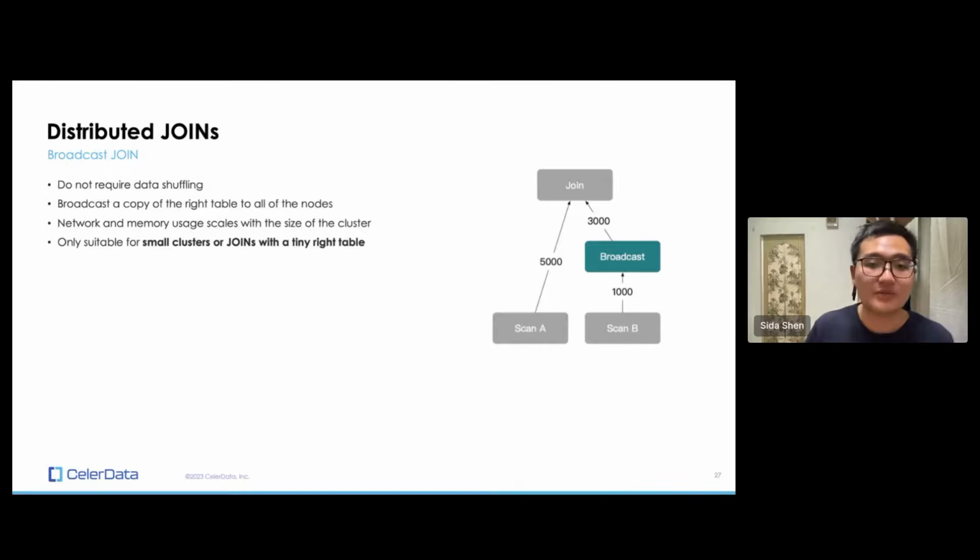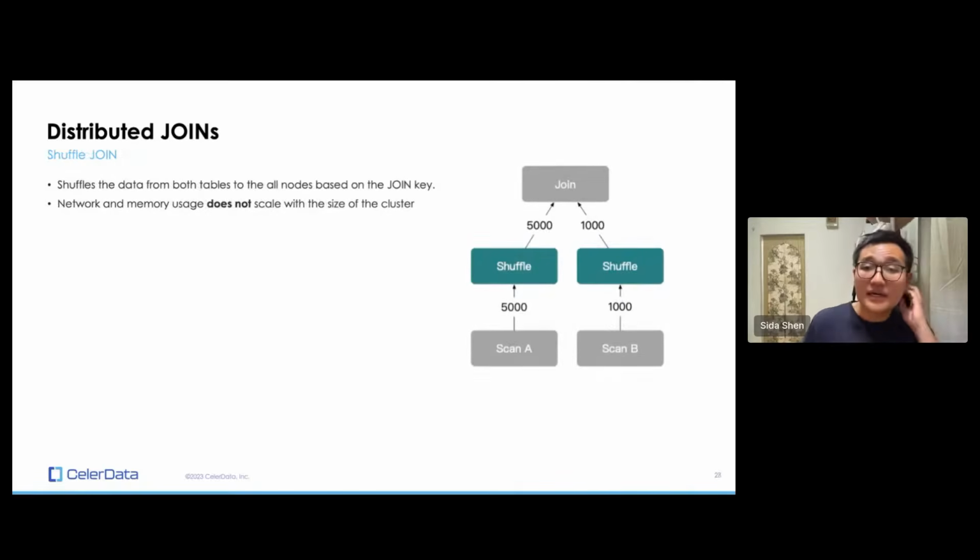This type is only cost effective for small clusters, or joins with a very tiny right table. And this is actually the only kind of distributed join ClickHouse can support, because it doesn't really do data shuffling. And then let's talk about shuffle join.